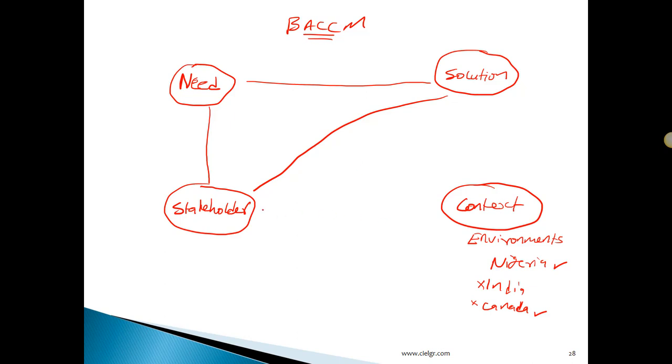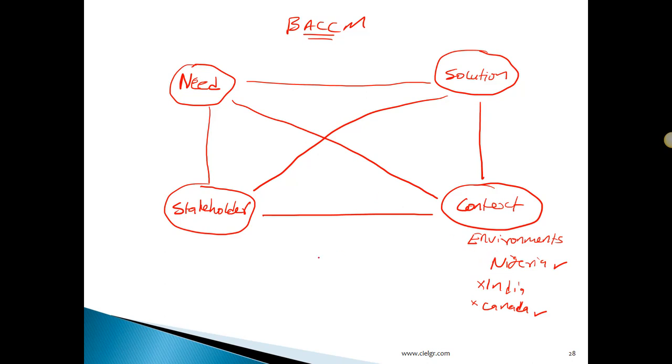In essence, we need to determine how the stakeholders will be impacted, and also what impact or influence the solution will have on each of the stakeholders. And then also, don't forget, like I mentioned earlier on, we also need to understand the context of the need. Our understanding of the context of the need will enable us to determine which solution will best suit that particular environment or context.